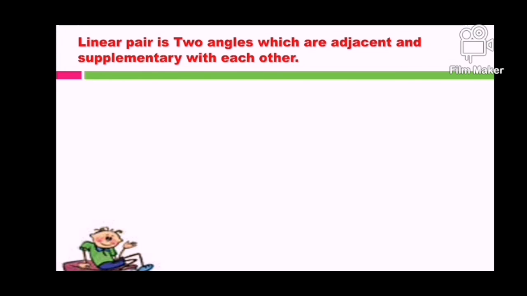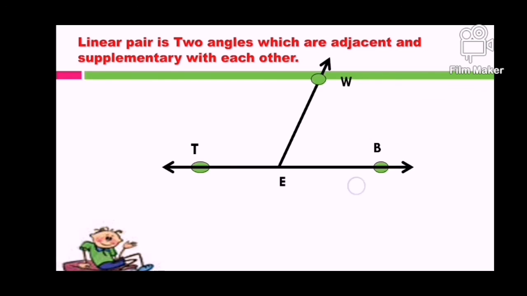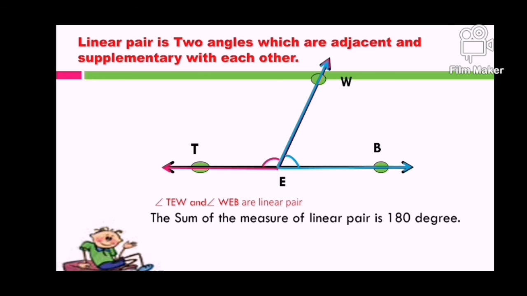The last angle pair that we have is the linear pair. A linear pair is two angles which are adjacent and supplementary with each other. In the figure, angle TEW and angle WEB are a linear pair. The sum of the measure of a linear pair is 180 degrees.